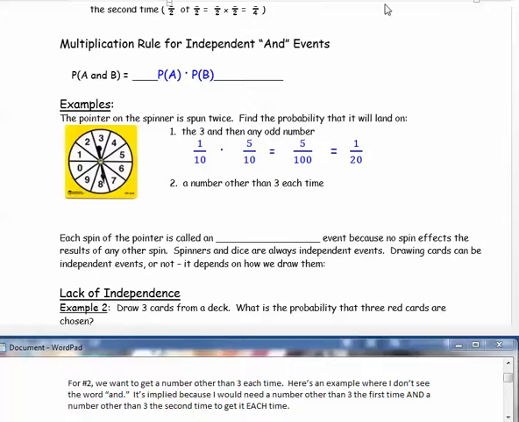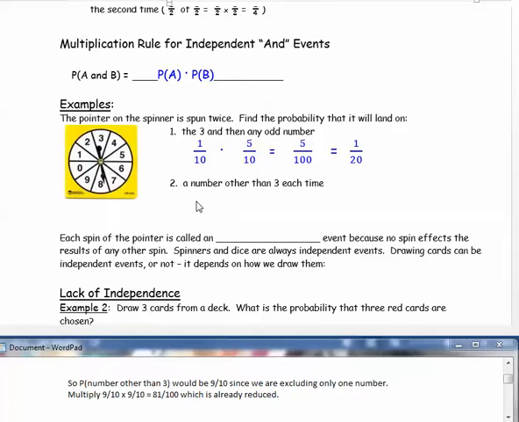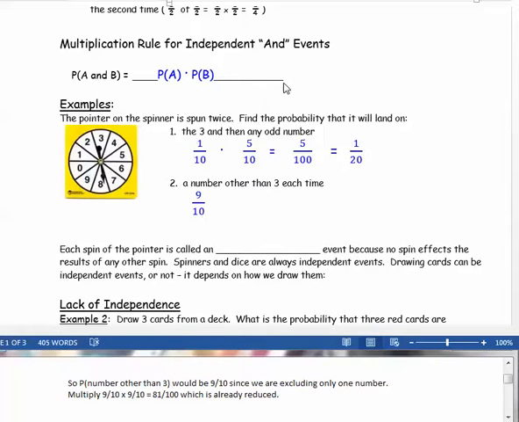For number 2, we want to get a number other than 3 each time. Here's another example where I don't see the word and, but it's implied because I would need a number other than 3 the first time and a number other than 3 the second time. The probability that I get a number other than 3 would be 9 out of 10, since we're only excluding one number. So we'll multiply 9/10 times 9/10, which gives us 81 over 100, which is already reduced.